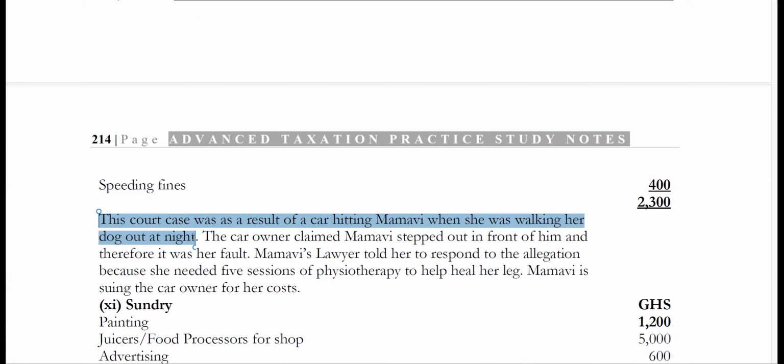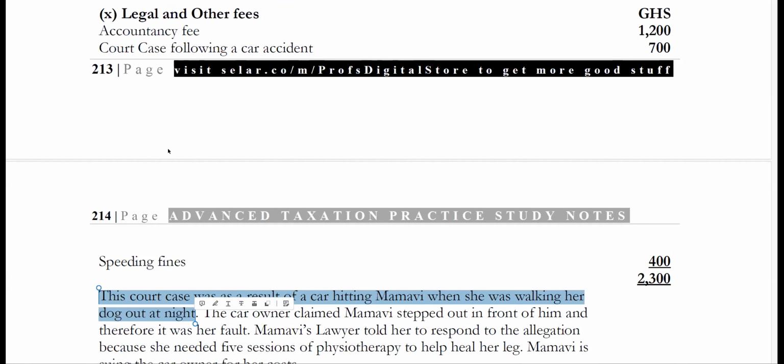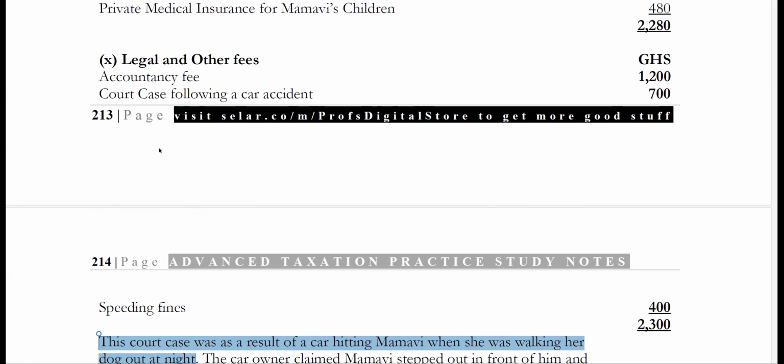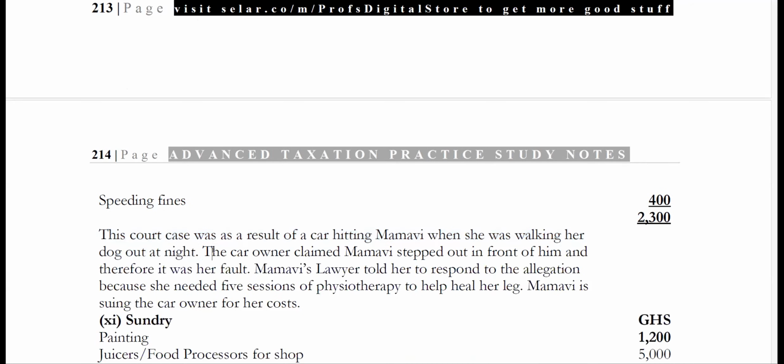Hey, Mamavi, where are you going? A car hit her. Is she the one? Car hitting her. Okay, so she had to employ a lawyer, right? The car owner claimed Mamavi stepped in front of him, and therefore it was her fault. Mamavi's lawyer told her to respond to the allegation because she needed 5 sessions of physiotherapy to help heal her leg. Mamavi is suing the car owner for her costs.